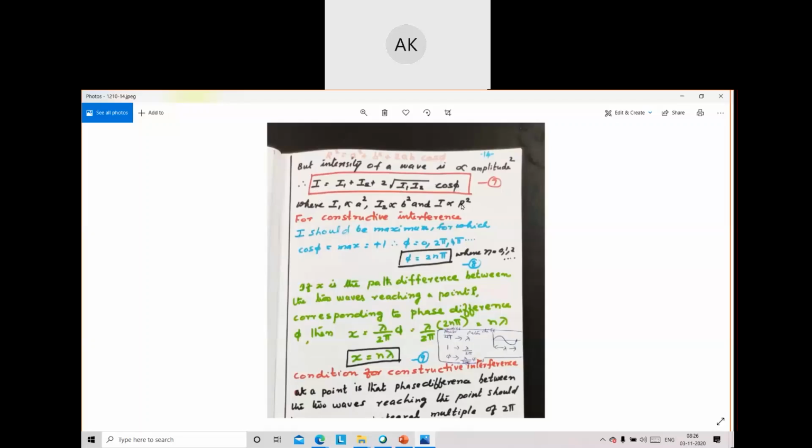Devananda, Manjima, Devananda is there, tell me: at which angle of phi do we get maximum intensity? 0. Very good. One is that 0. Other values, tell. After that, next.